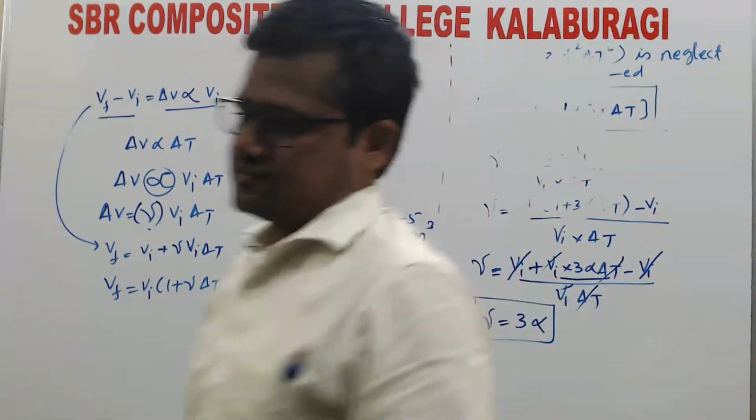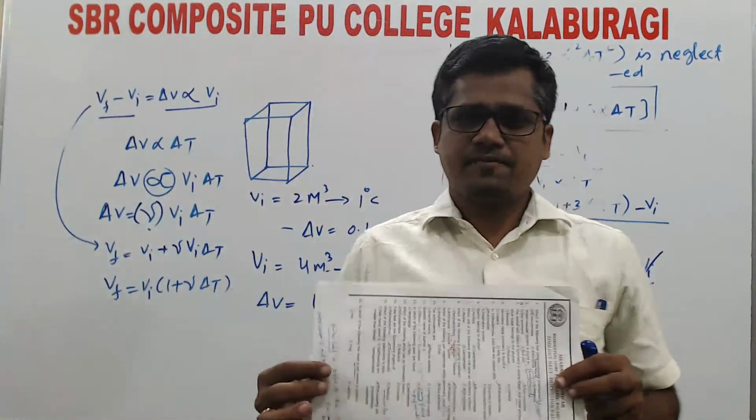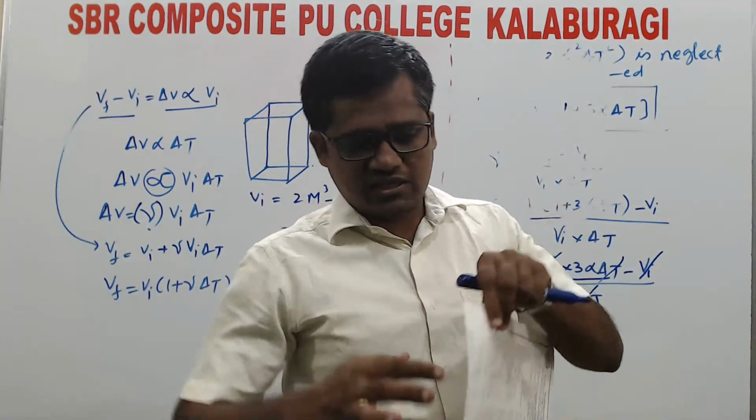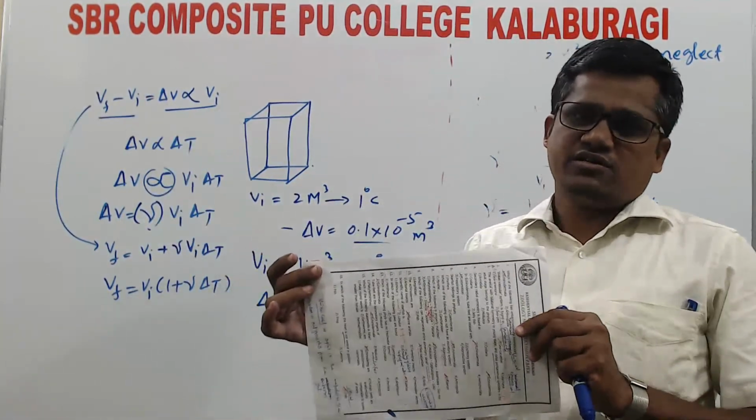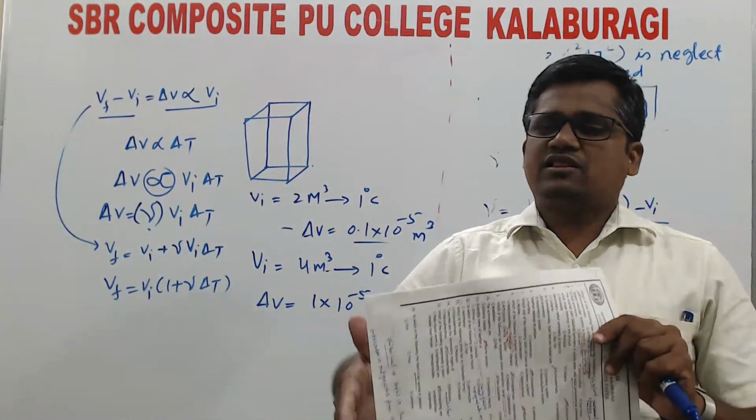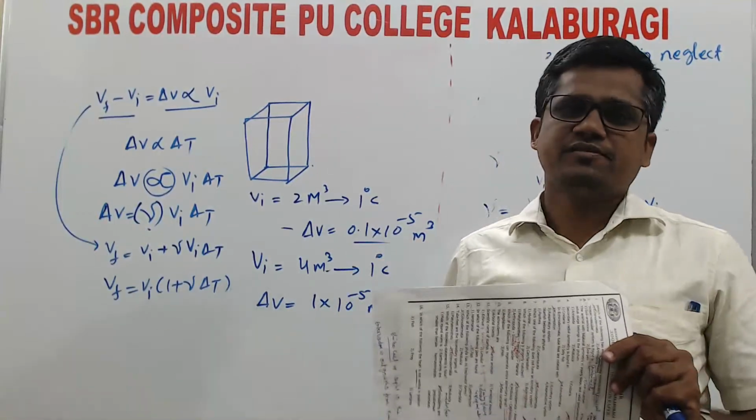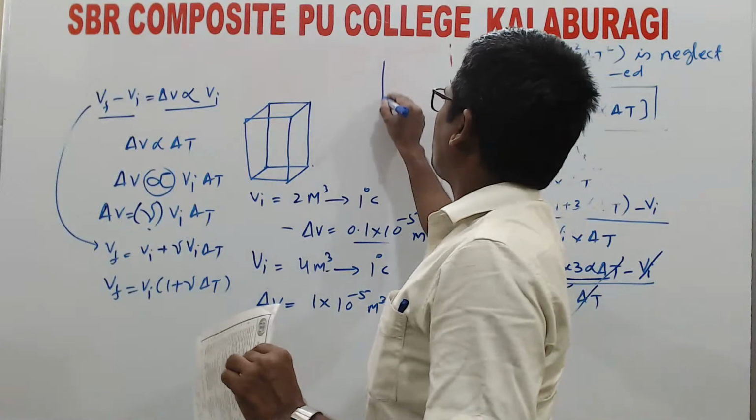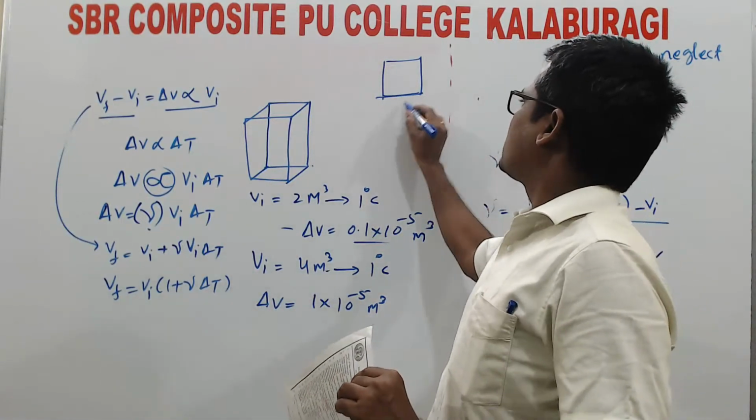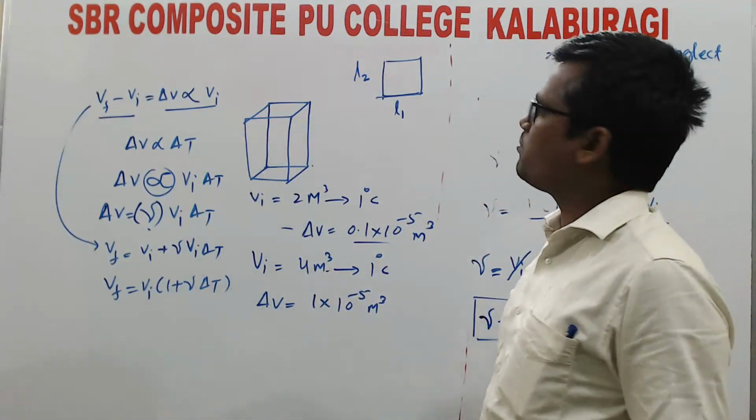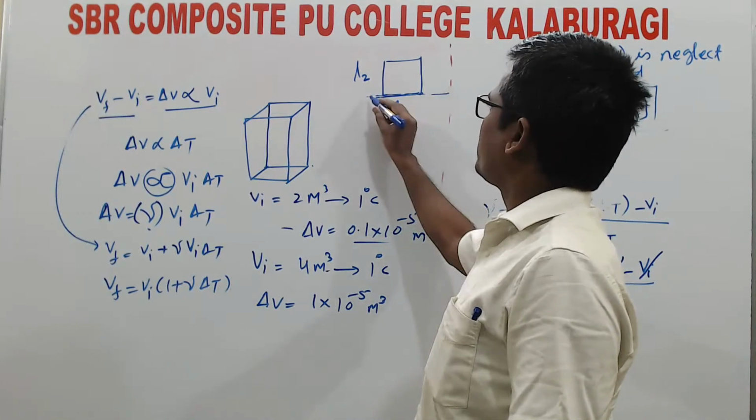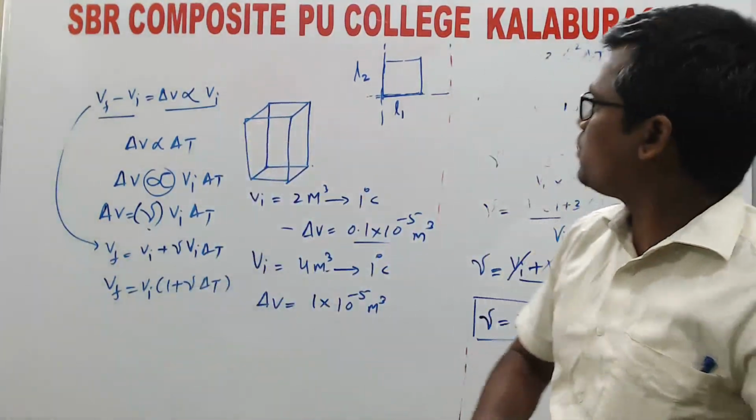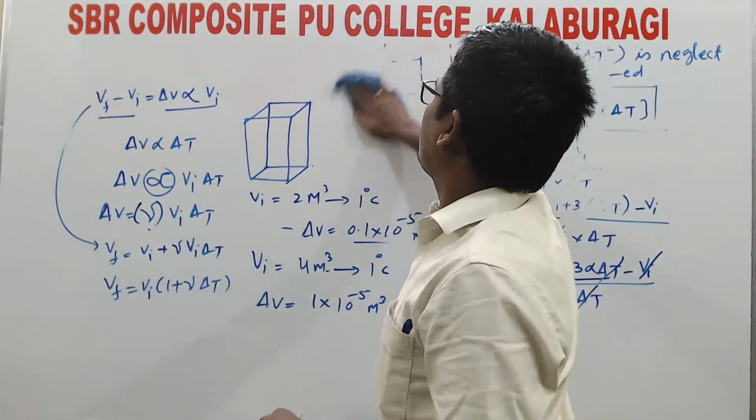Suppose this is a plate, with one side and another side. Thickness is neglected compared to this length and this length. If you give heat to it, what will happen? This length L1 increases and this length L2 also increases. So two sides will increase, then ultimately the area will increase. Altogether, area will increase.